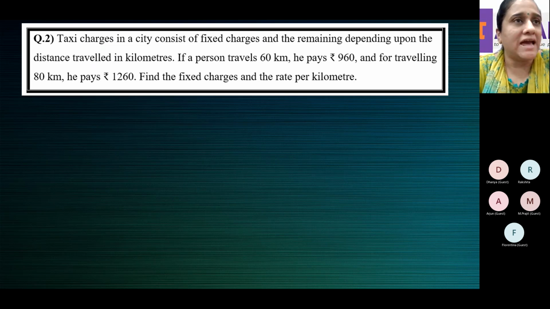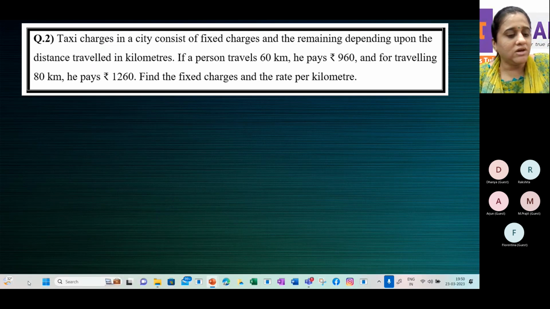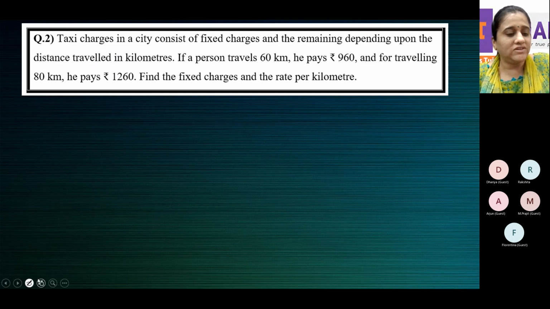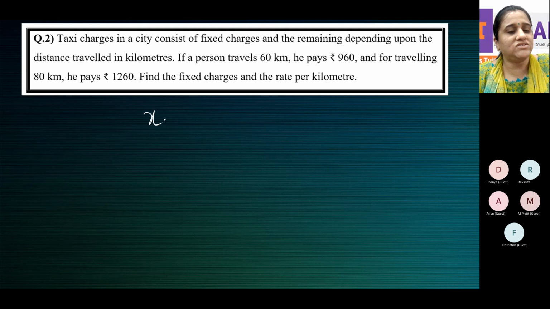So if you hire a taxi, and you travel 60 kilometers, you will be paying 960. But what is that 960 made up of? That 960 is made up of one fixed charge. We don't know the fixed charges for hiring the taxi. If you hire the taxi, you have to pay that fixed charge of x, irrespective of the distance you travel. Whether you want to use the taxi for 10 kilometers, 20 kilometers, 100 kilometers, you have to pay the fixed charge of x rupees. The remaining charge, the variable cost, depends on the distance you travel.